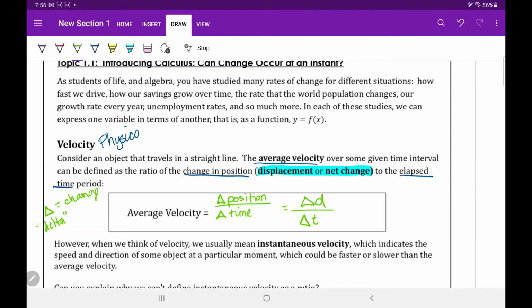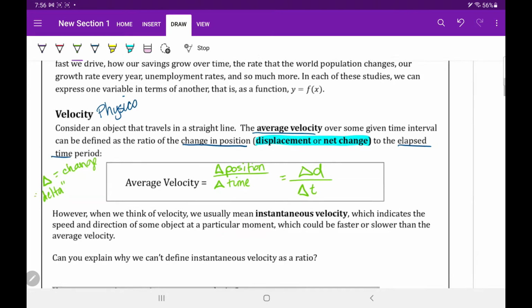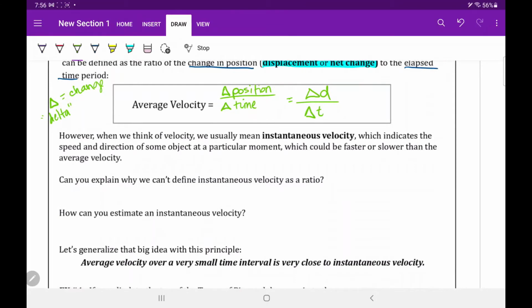You're going to see a lot of delta use going forward if you haven't seen it in any earlier classes. So when we think of velocity, we usually mean instantaneous velocity, which indicates the speed and direction of some object at a particular moment. In physics, they usually use vectors and things like that because it tells you the speed that something is going and the direction, okay?